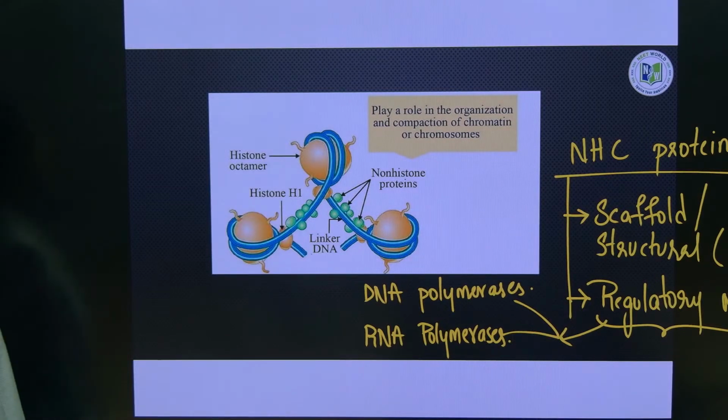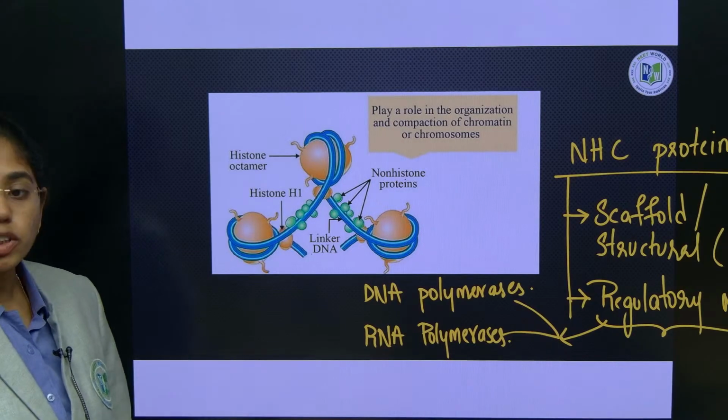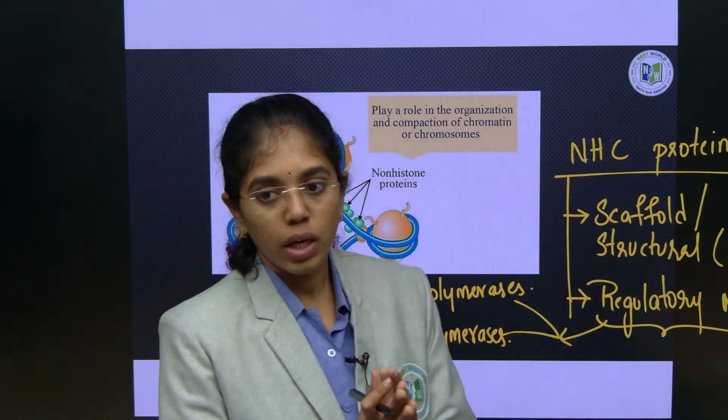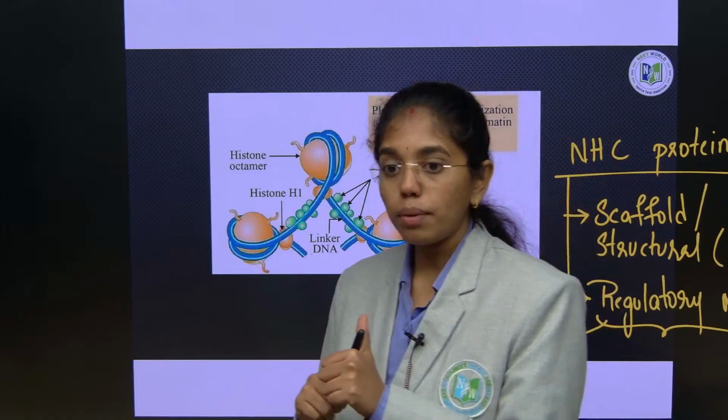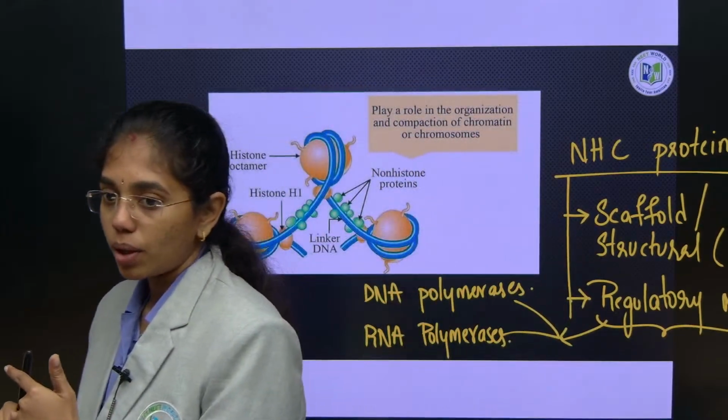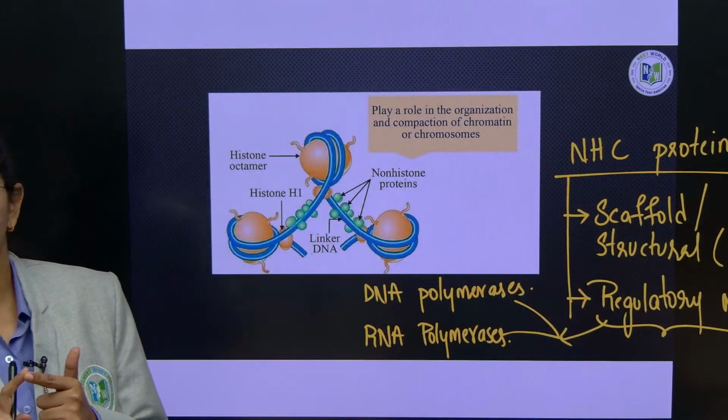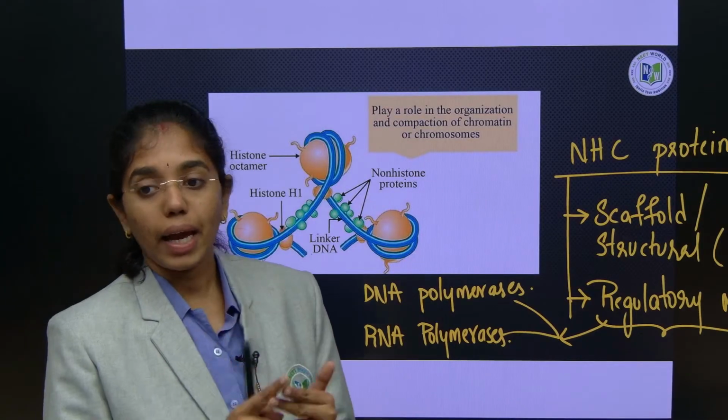This is about non-histone chromosomal proteins, which increase further compaction of DNA. So you are clear with nucleosome? How much amount of DNA is present in one nucleosome? Single nucleosome, 200 base pairs. In linker DNA, 80 base pairs.